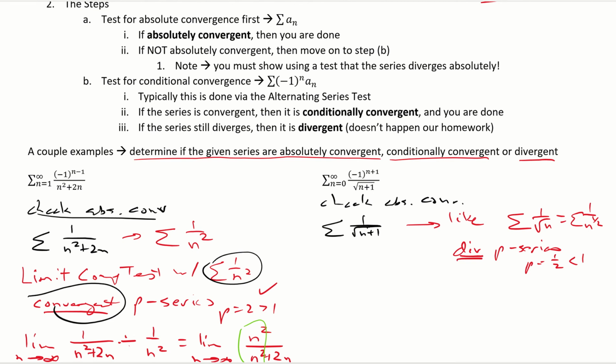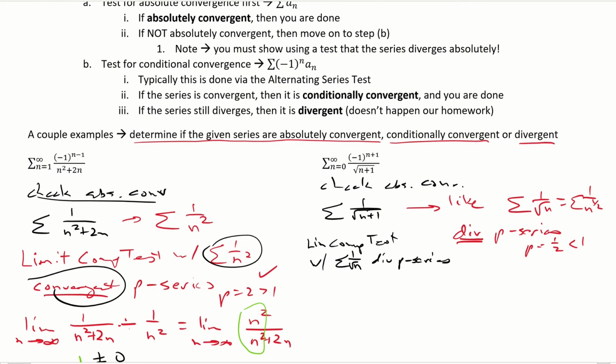You know what I do here is I'll write small, limit comparison test. So I take the limit with the series 1 over square root of n, which is a divergent p-series. So in our minds, what we're going to show is that it's going to diverge instead of converge in this case. So we run the test now, and we take our series, which is 1 over the square root of n plus 1, divided by 1 over square root of n, which is the limit as n goes to infinity.